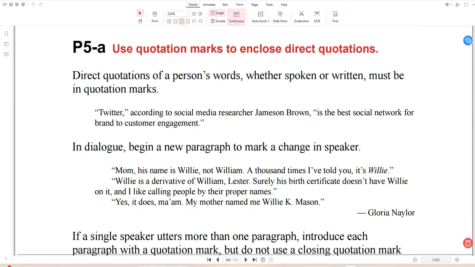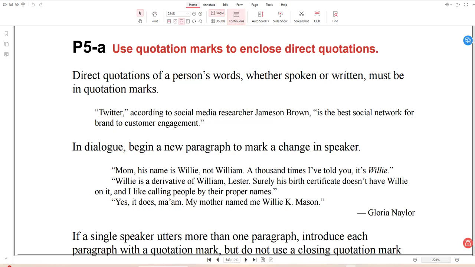Use quotation marks to enclose direct quotations. Direct quotations of a person's words, whether spoken or written, must be written in quotation marks. So: quotation mark, Twitter, according to social media researcher Jameson Brown, is the best social network for brand to customer engagement. In dialogue, begin a new paragraph to mark a change in speaker.